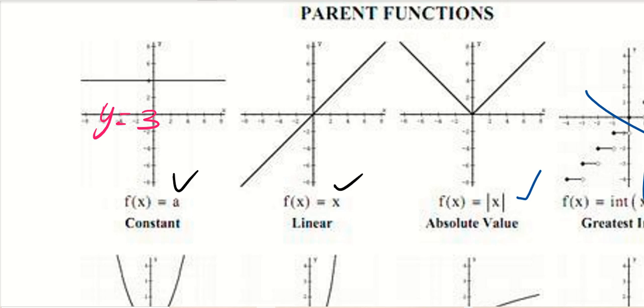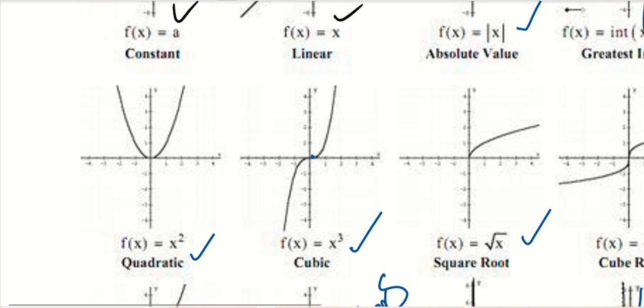Now, the key indication of what you do need to know is you see right here, this point, where does it drop down at? 0, 0. So that key point is what we need to know when we start transitioning and shifting our graphs. It's starting at our basic graph of 0, 0, looking like a V. Make sense?